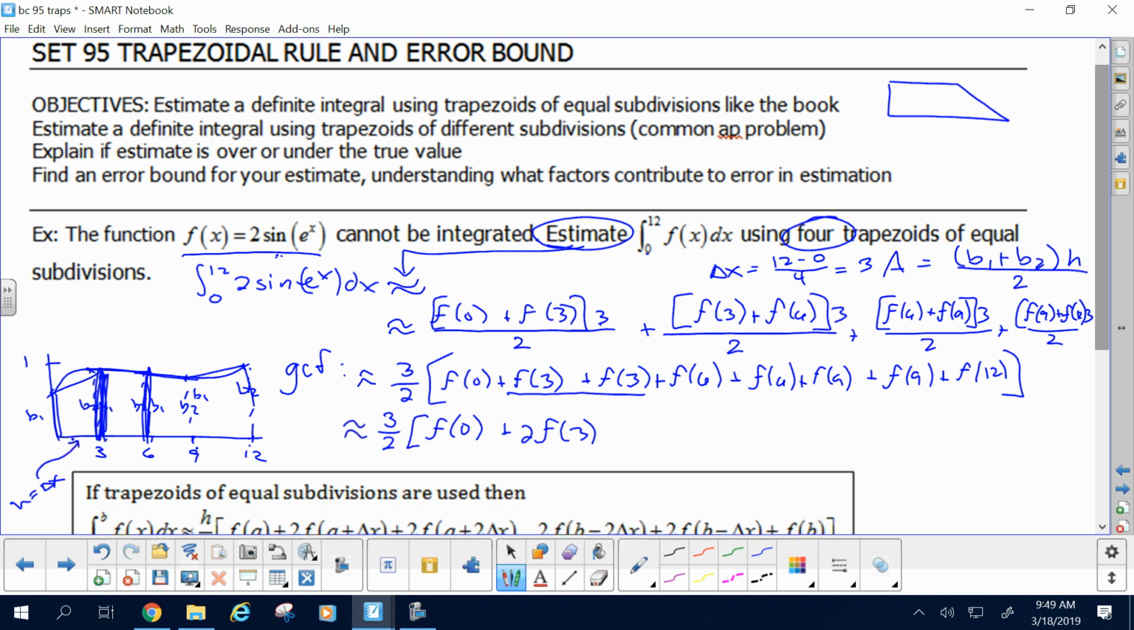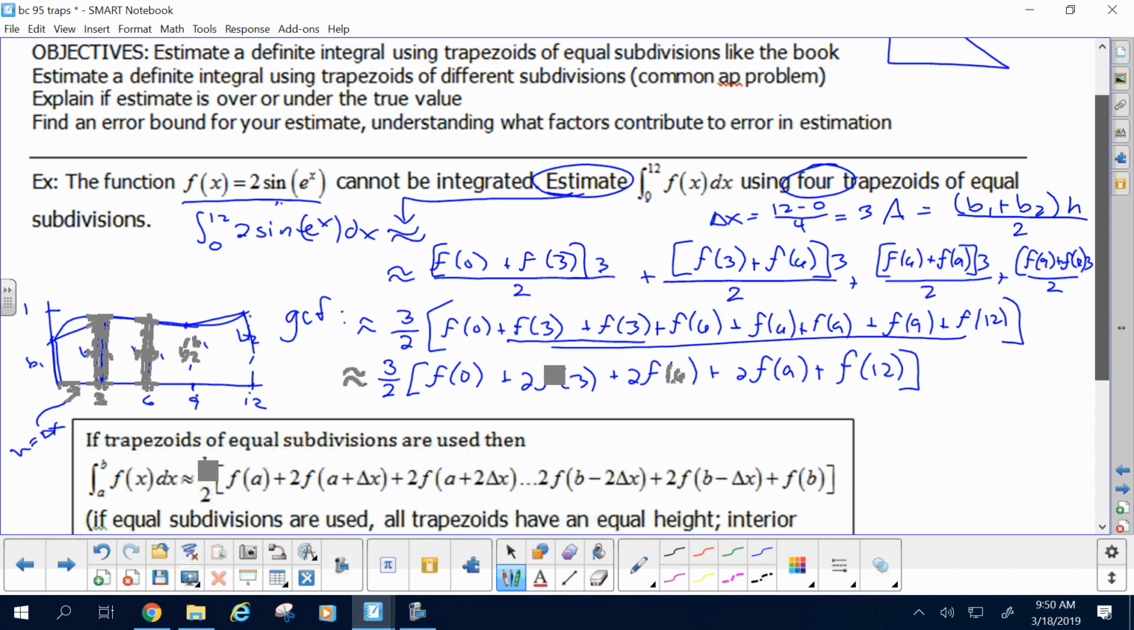Likewise, this guy here, F at 6, is part of a second trapezoid and part of trapezoid 3. So there are two F at 6s and two F at 9s, but only a single F at 12. Why only one F at 0 and one F at 12? Yeah, the far end points are only part of one trapezoid, not two. You with me? That's the shortcut.